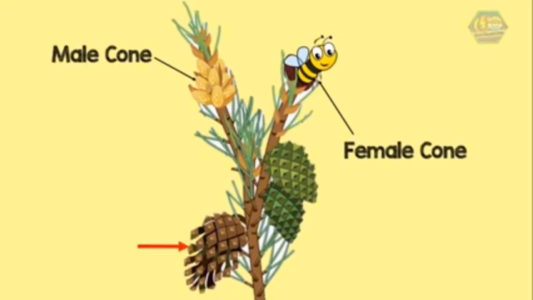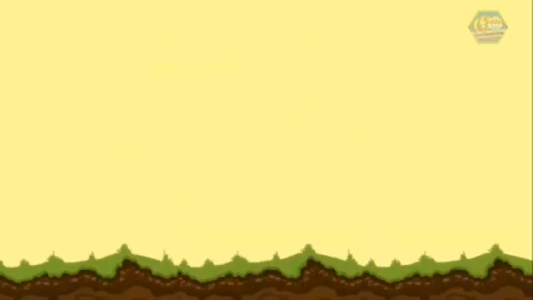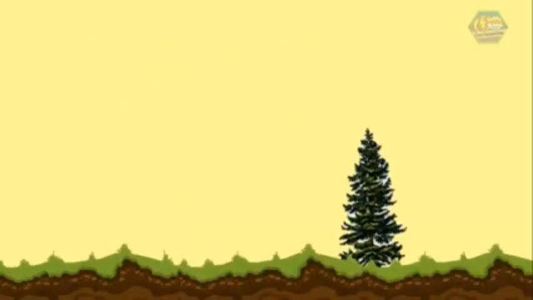Now the seeds that are inside of the cone are called winged seeds. This means that when the seeds are released, they will fly through the air until they reach the ground, and they will germinate, which means beginning to grow.